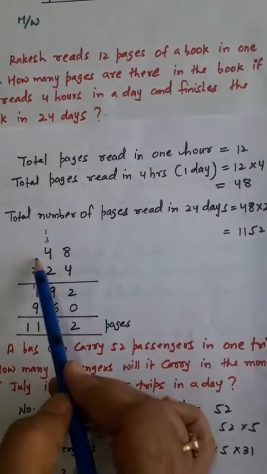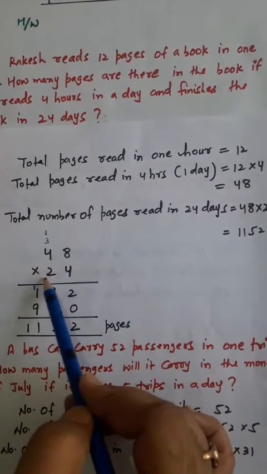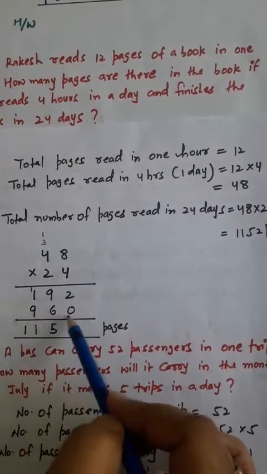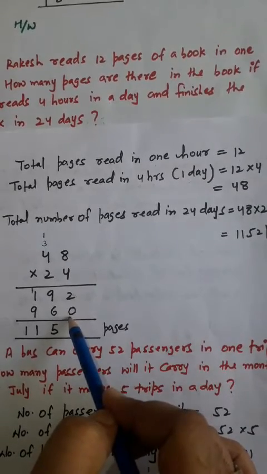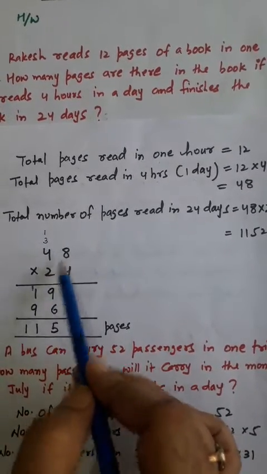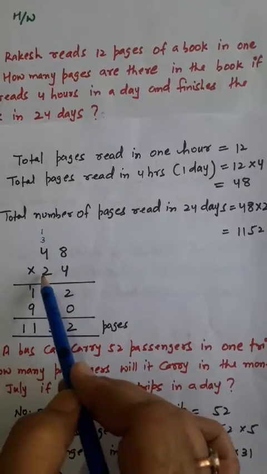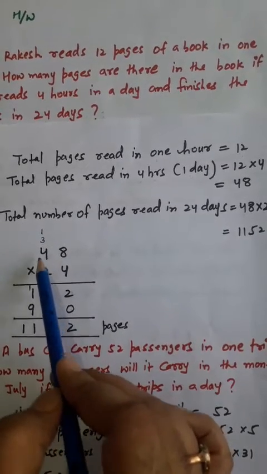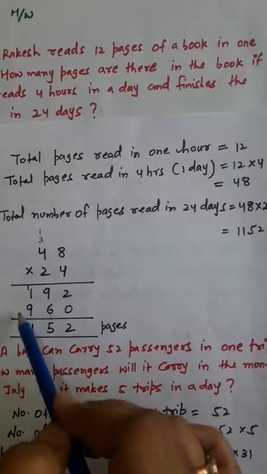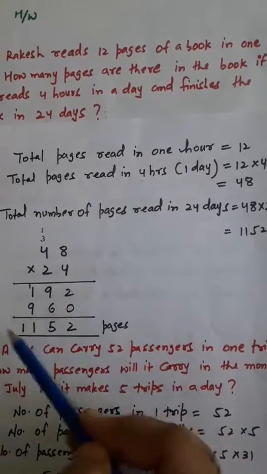Now multiply 48 by the digit at the tens place, that is 2. For that you have to put 0 here and then multiply. 2 8s are 16, carry 1. 2 4s are 8 plus 1, 9. Okay, now you have to add these numbers.